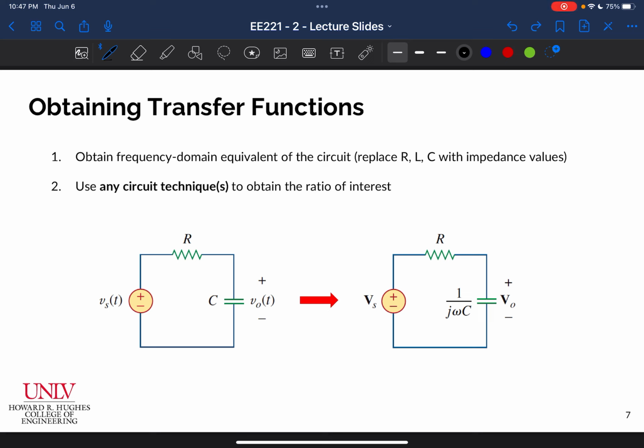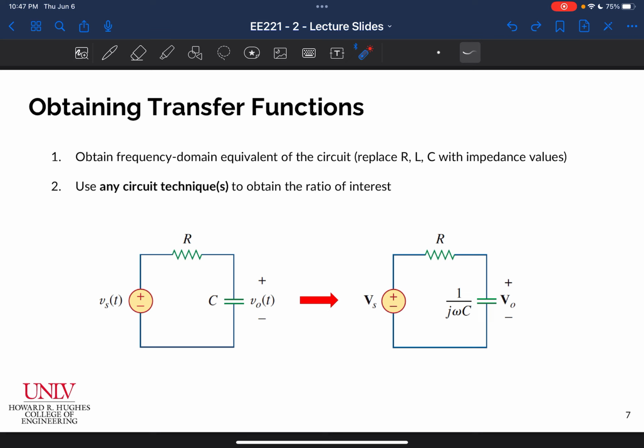Well, if I want to transfer that over to the frequency domain, or the phasor domain, as it's sometimes called, I need to draw the equivalent phasors for Vs and Vo, the input and the output. So in this case, it's just going to be capital Vs for the input, capital Vo for the output. Those are just the variable names that we use for our phasors.